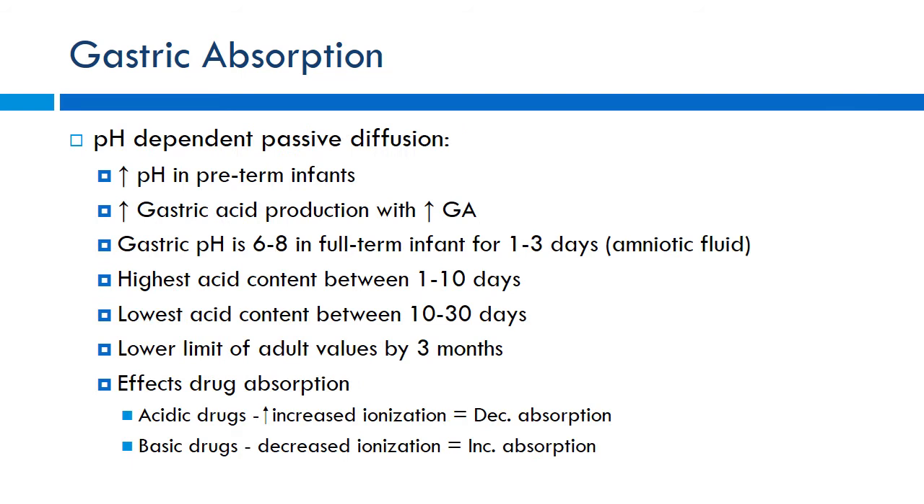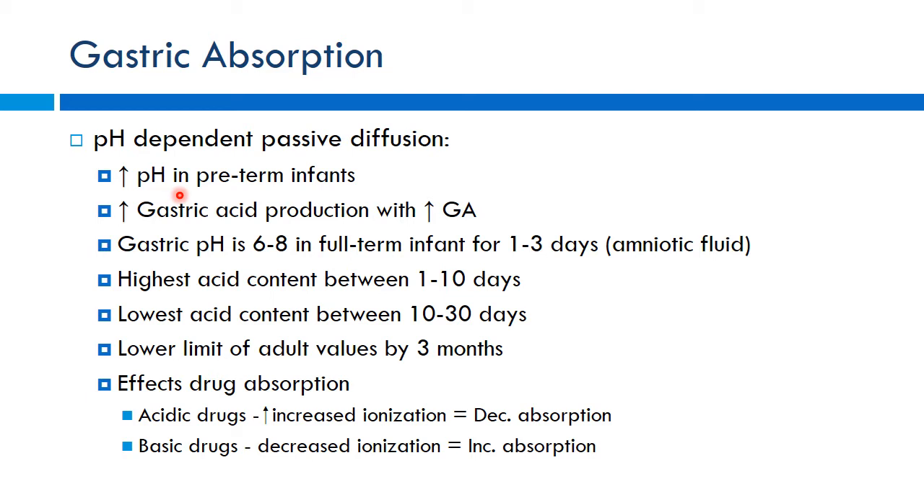So looking at gastric absorption based on pH, we will see pH-dependent passive diffusion. Again, going back to our Henderson-Hasselbalch equation, remembering that like dissolves like, weak acids get absorbed better in acidic mediums, and weak bases get absorbed better in basic mediums. Basically, we're going to find that, especially in preterm infants, those born at less than 37 weeks gestational age, their pH is typically higher. Very early on in the first few days of life, you're going to find that gastric secretion is going to be pretty poor because it's going to take time for them to start producing their own stomach acids.